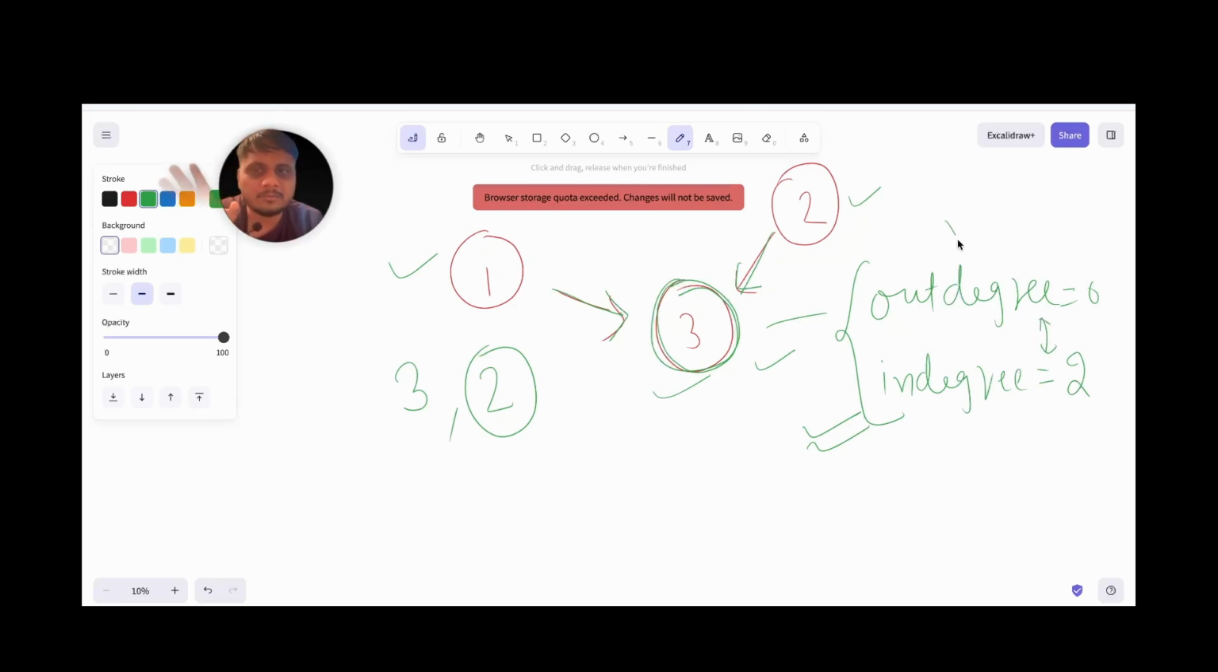Now these two are results of each other. Like if one of them is true, then the second has to be true. If the in degree is 2, then out degree has to be 0. If the out degree is 0, then the in degree has to be 2, unless this node is separated, like it is out of this graph. But we can say this is a connected graph.